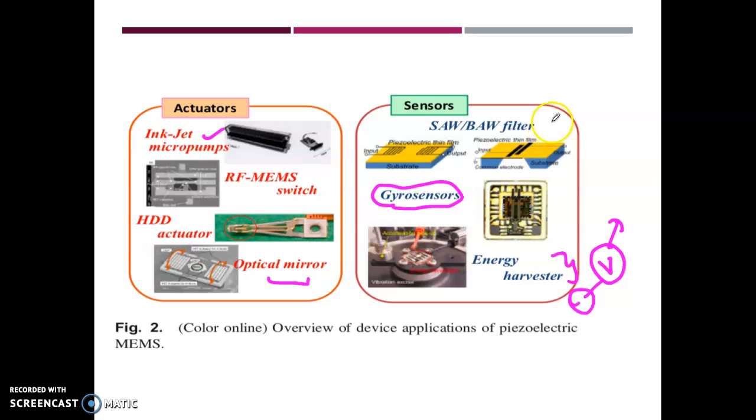Other than that, we have the SAW and bulk acoustic wave. Inside this device also we have piezoelectric material. So BAW means there is a bulk here, and SAW means surface acoustic wave. Both of these devices use the piezoelectric material for them to work. We'll explain in detail for SAW and BAW in the next slide.